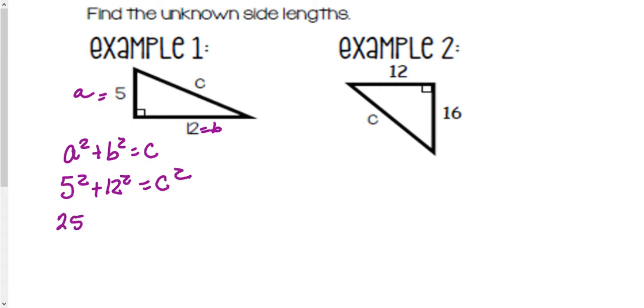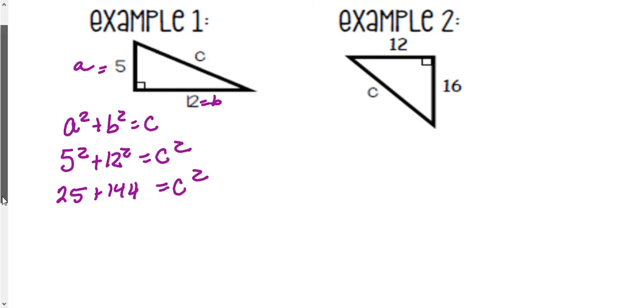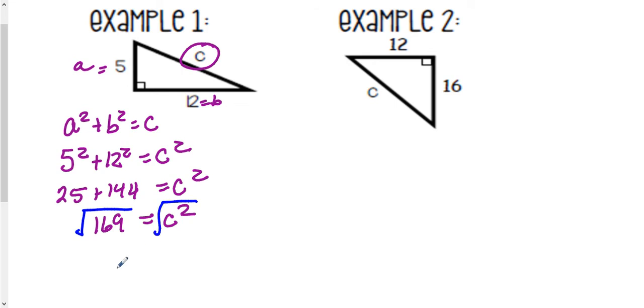So 25 plus 144 equals C squared. 25 plus 144 is 169. So C squared equals 169. But I want to know what C is, so I need to take the square root of both sides. So the square root of 169 is 13. So C is 13.